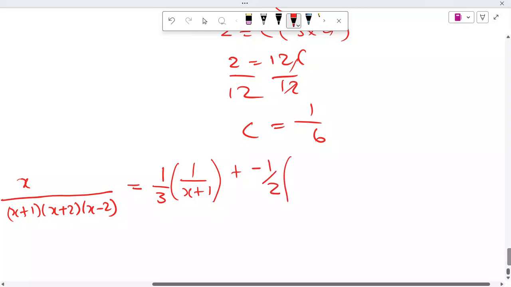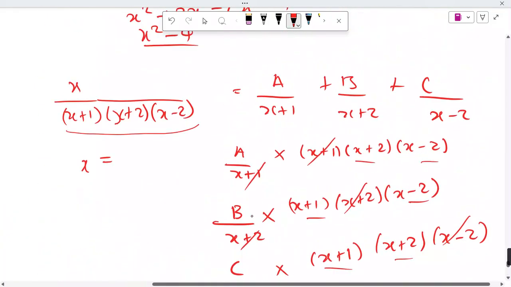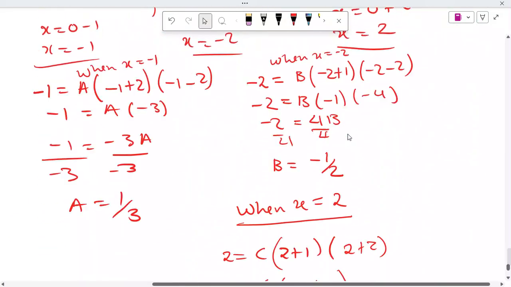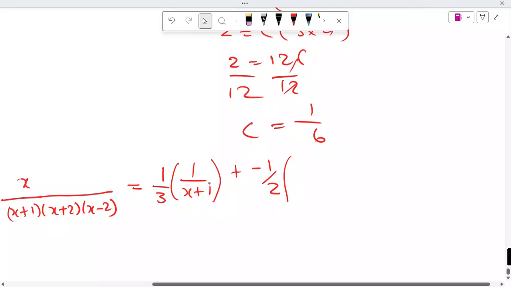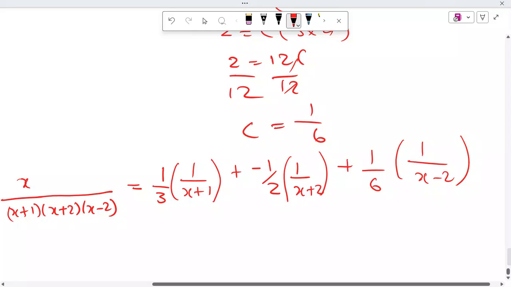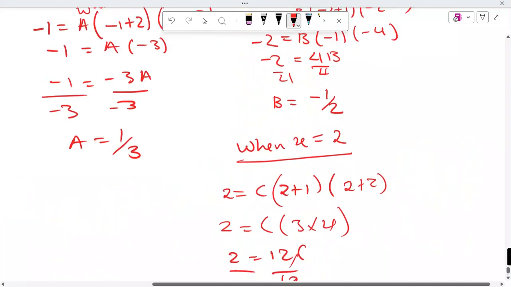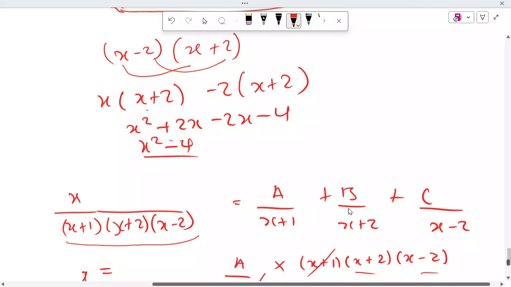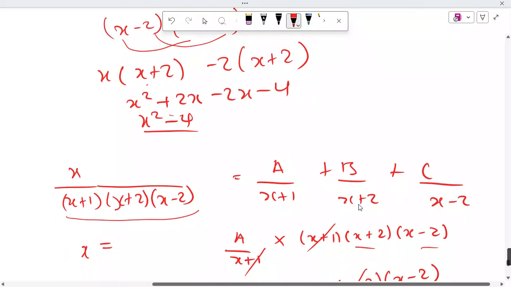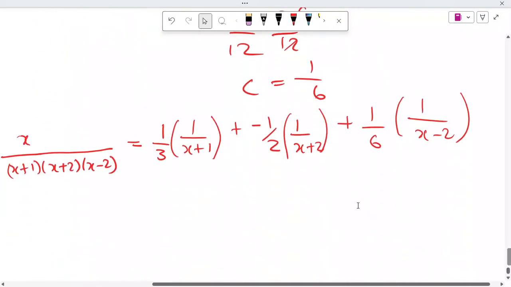Then B, what was it? Is it 2 over 3, 2? Okay, x plus 2. So x plus 2, 1 over x plus 2. So it's 1 over x plus 2. Okay. Plus C, 1 over 6. Meaning 1 over x minus 2. Okay. So don't swap. Write the way you had written them here. So if B was this denominator, write it the way it was. Okay. So next, now that's when now we integrate.